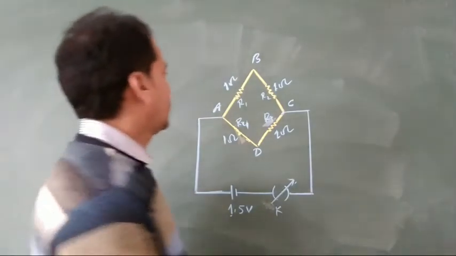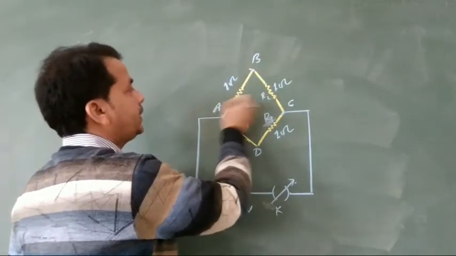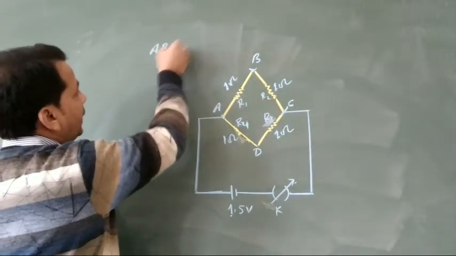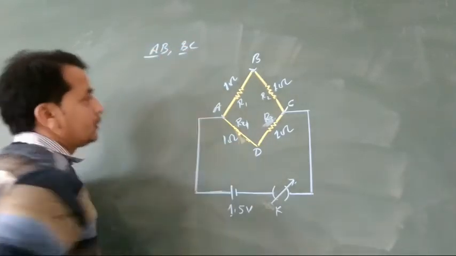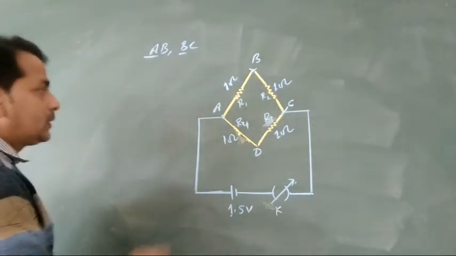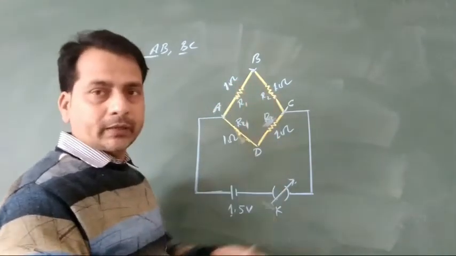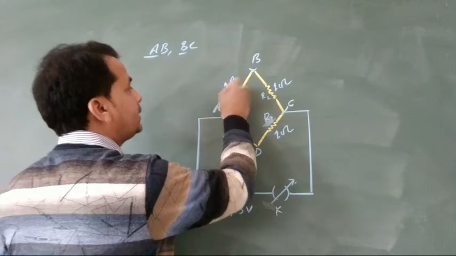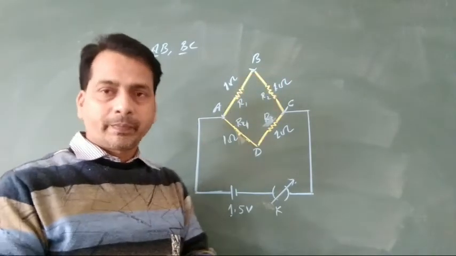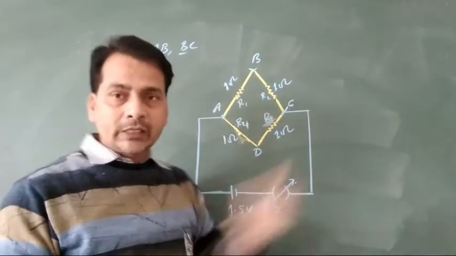The resistors AB and BC are used in series combination, because the electric current flowing through AB and BC will be the same. So these resistors are in series combination.